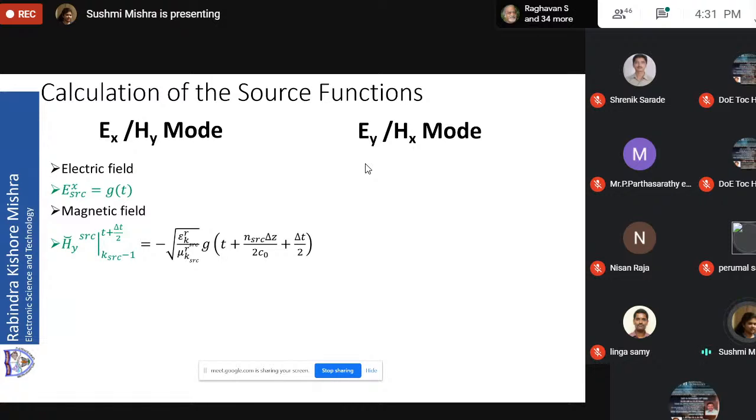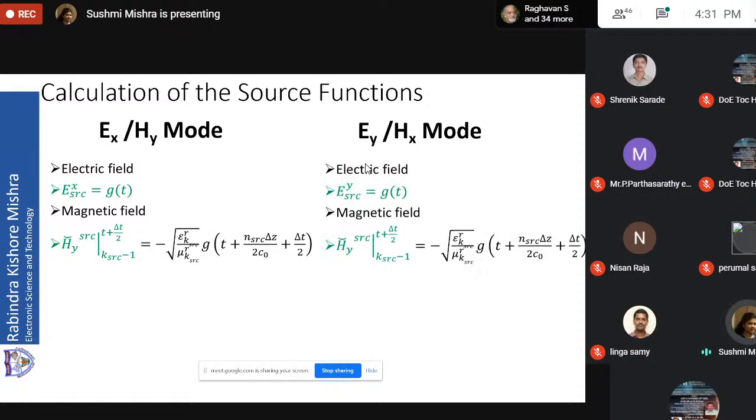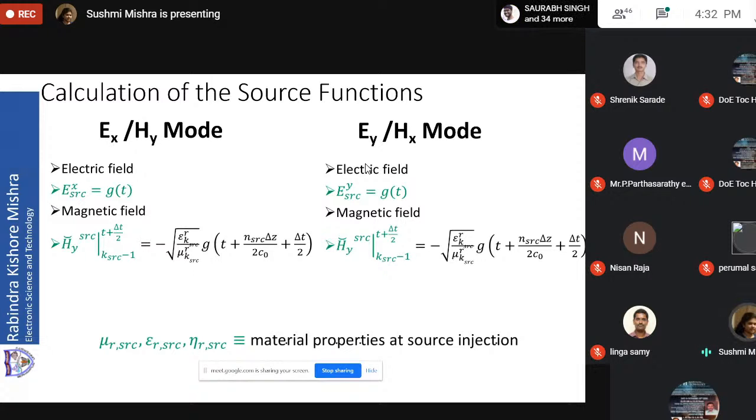So the magnetic field will be Hy. That will be calculated using this function. Hy will be minus root over epsilon upon mu. You know why that comes. That is because E is equal to eta H. So from that we get this. So Hy is minus of that into G.